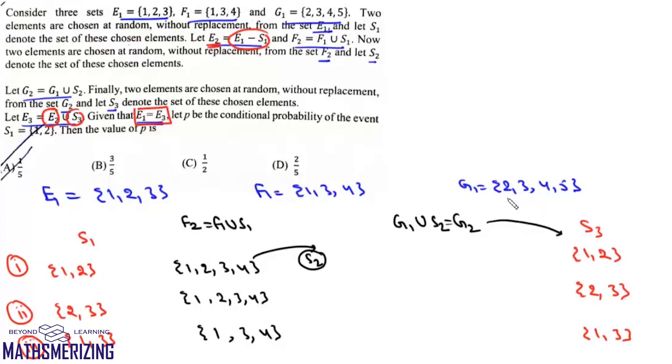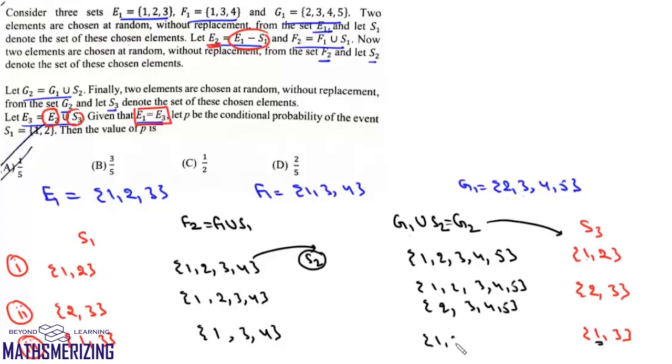Now since G1 has {2, 3, 4, 5} and S3 has {1, 2}, in the first case, G1 union S2 should have {1, 2, 3, 4, 5}. In the second case, when it is {2, 3}, there can be two cases possible. Either it will be {1, 2, 3, 4, 5} or it will be {2, 3, 4, 5}. And in the third case, since it has 1 here, it should be {1, 2, 3, 4, 5}.